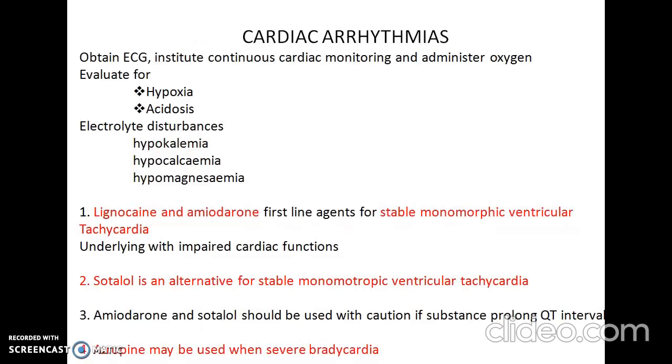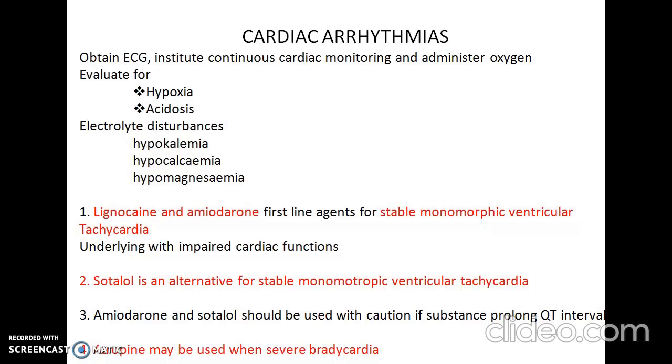Then if a person is suffering with cardiac arrhythmias, it's better to obtain an ECG and continuous cardiac monitoring and oxygen administration, and we should go for evaluating hypoxia as well as acidosis in the person. Even electrolyte disturbances like hypokalemia, hypocalcemia and hypomagnesemia should be checked.